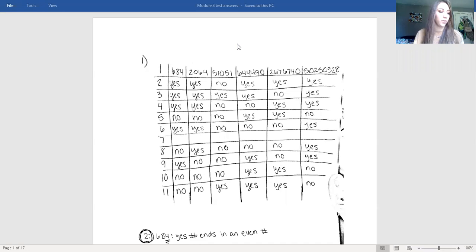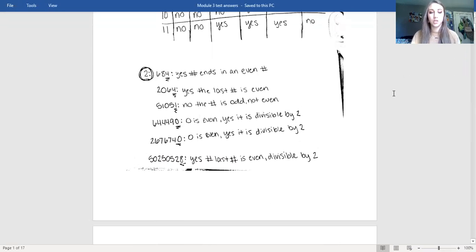Okay, we're going to start with number 1. We use the divisibility tests for the numbers 2, 3, 4, 5, 6, 7, 8, 9, 10, and 11 to find out how we work each problem. This will show whether each number is divisible by these numbers, with a yes or no. Okay, so we're going to start with number 2.